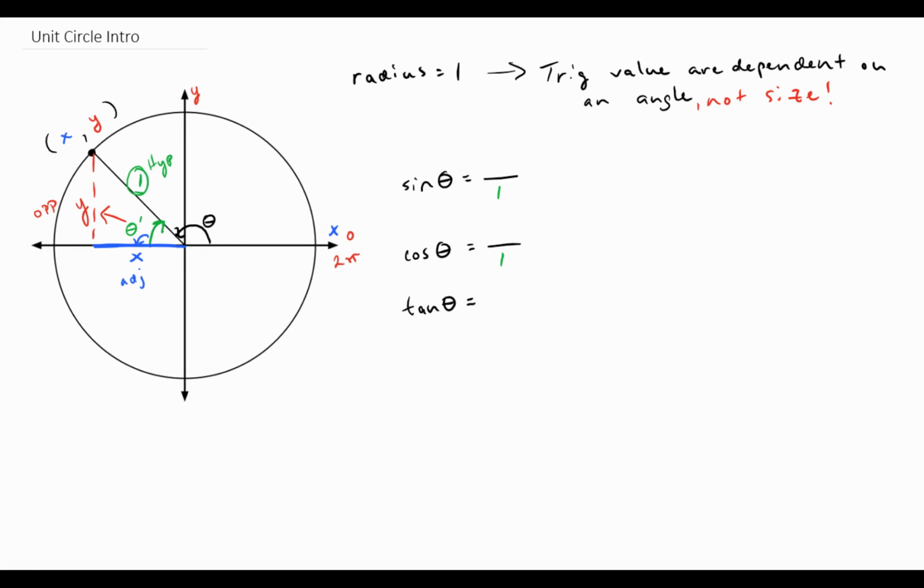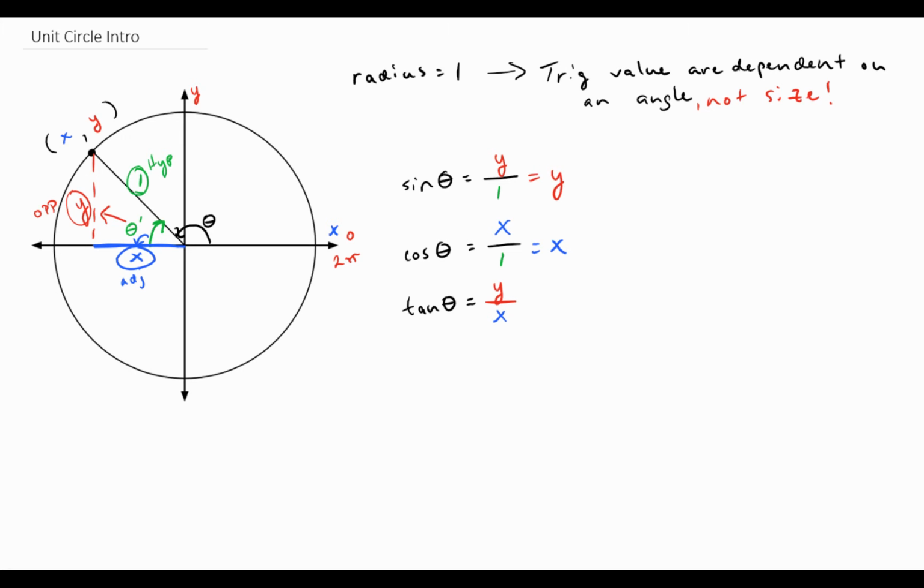Based off that, we now know that sine, which is the opposite side, or y, of an angle, is just going to be equal to y when we're dealing with the unit circle. And cosine is just the adjacent side, or in this case, x, which means that when we're dealing with the unit circle, cosine of theta is just equal to x. Well, tangent is just the opposite side, y, over the adjacent side, x.